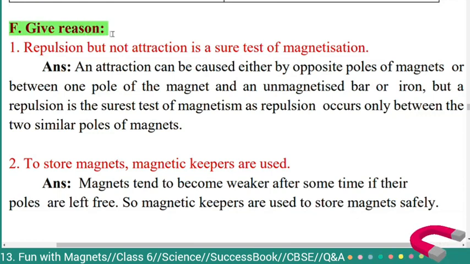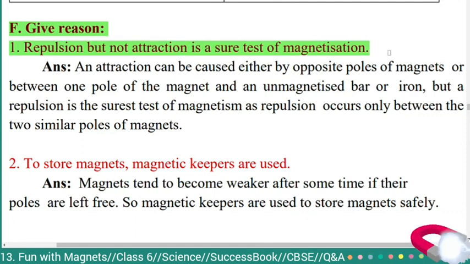Next main, F, give reason. First question, repulsion but not attraction is a sure test of magnetization. Answer, an attraction can be caused either by opposite poles of magnets or between one pole of the magnet and an unmagnetized bar of iron. But a repulsion is the surest test of magnetism, as repulsion occurs only between the two similar poles of magnets.